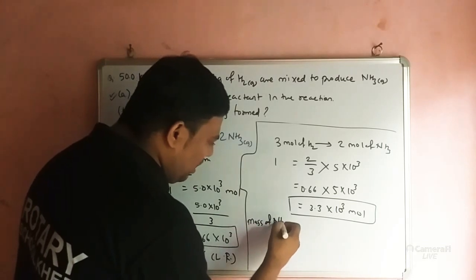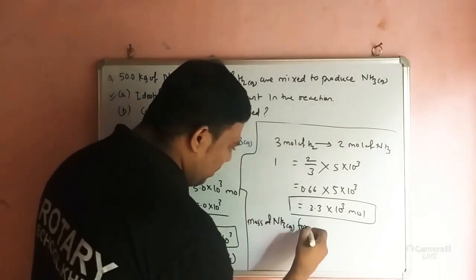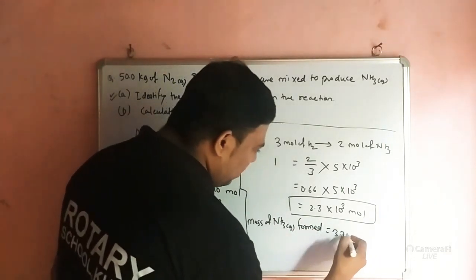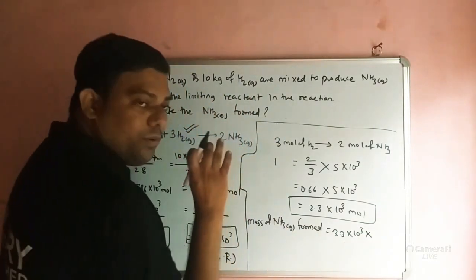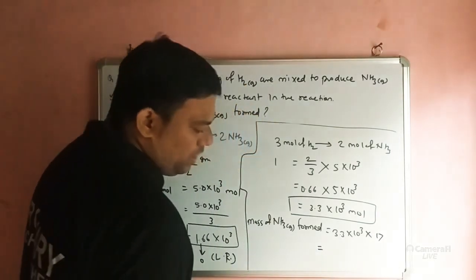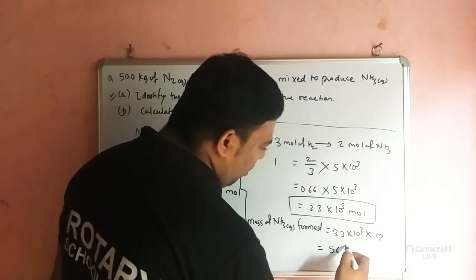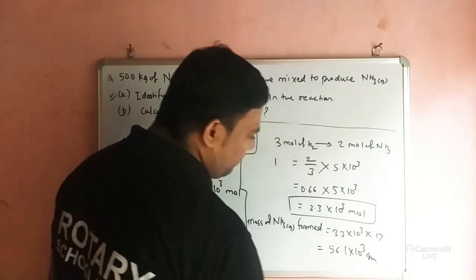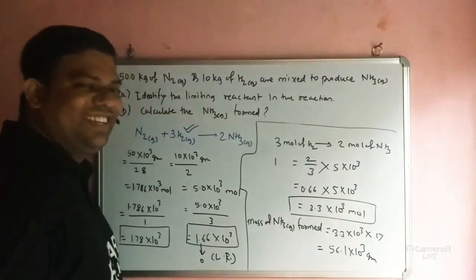Mass of ammonia gaseous form is equal to how much? 3.3 into 10⁻³ into how much? एका मोलावर मास किती आहे? Yes, 17. So you will get the answer near about 56.1 into 10⁻³ gram, that is 56.1 milligram.